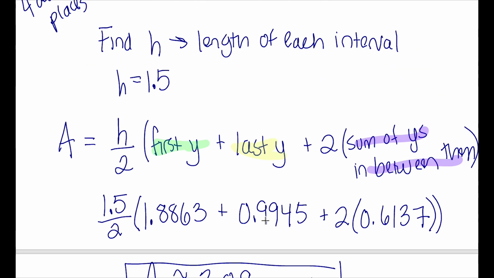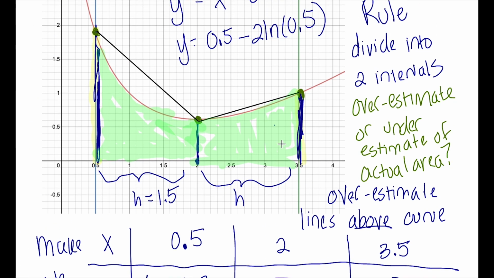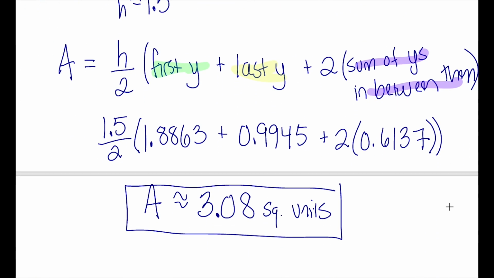However, remember, this is going to be an overestimate. So the actual area under the curve will be less than 3.08. If you want to actually see what the area under the curve is, you can use integration and compare how the estimated answer is related to the original or actual area under the curve.